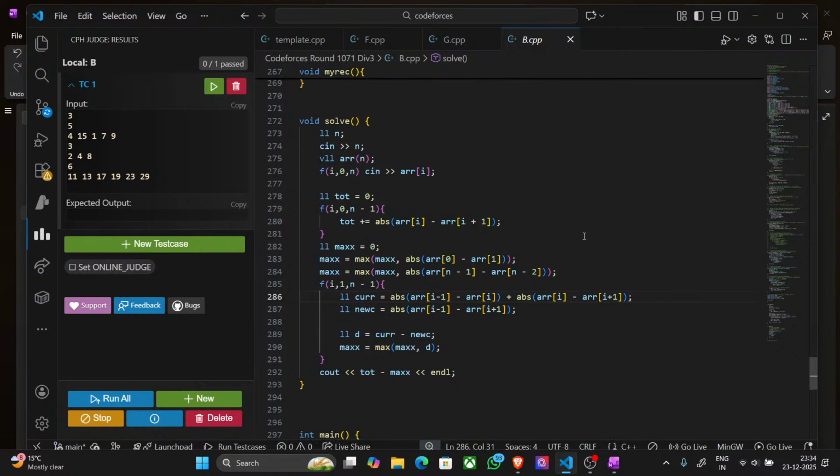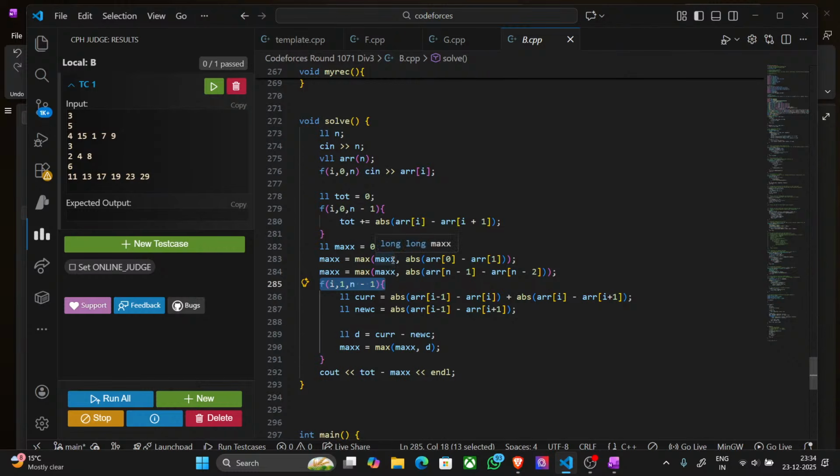Okay. As you can see, I have taken n and the array as input. My current total is 0 and I have added to the total the absolute consecutive difference between the two elements. Now my current max is 0 and I have taken the max of the start and last element because while iterating I will skip these. So my start maximum is array 0 minus array 1 and my last is array n minus 1 minus array n minus 2.